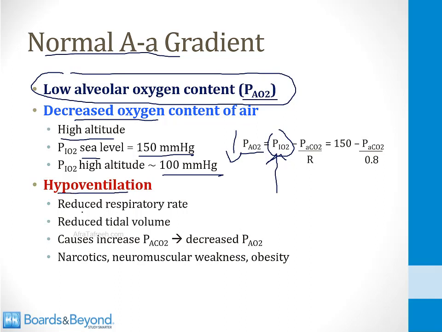The second cause of hypoxemia with a normal AA gradient is hypoventilation. This can occur if patients have a reduced respiratory rate or a reduced tidal volume. Any cause of hypoventilation is going to increase the PaCO2, and that is going to decrease the alveolar oxygen content, all according to this equation on the screen. When the PaCO2 goes up from hypoventilation, that will decrease PAO2, leading to hypoxemia with a normal AA gradient. And hypoventilation can occur for many reasons.